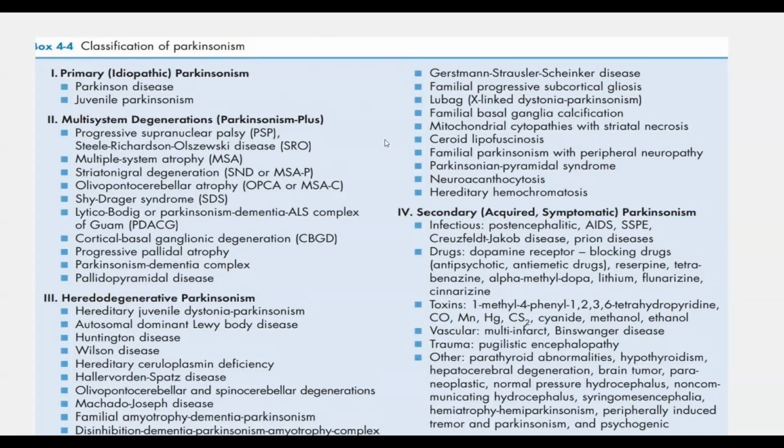In multi-system degeneration, mainly you should know about progressive supranuclear palsy, multiple system atrophy, corticobasal degeneration, and Parkinsonism dementia complex. These are the multi-system degenerations you should be knowing. This is also known as the Parkinsonism plus syndrome spectrum. And other degenerative conditions like Huntington's disease, Wilson's disease, Hallervorden-Spatz disease, spinocerebellar ataxias, CJDs, mitochondrial cytopathies, and neuroacanthocytosis. These are the commonly dealt degenerative Parkinsonisms.